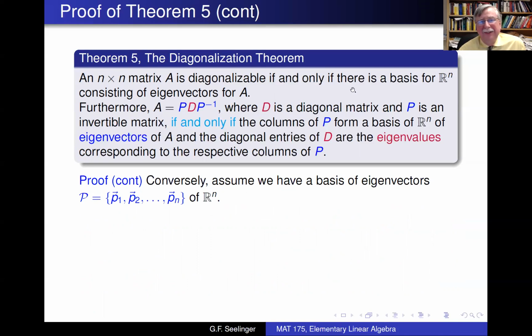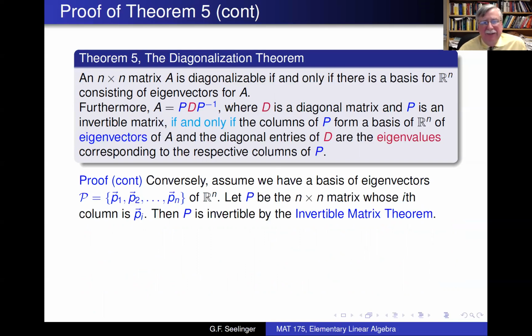So conversely, let's assume we have a basis of eigenvectors of Rn, columns P1, P2, through Pn. Let's throw them into a matrix. Because this is a basis, it means it's linearly independent. So by the invertible matrix theorem, P is invertible. Okay.